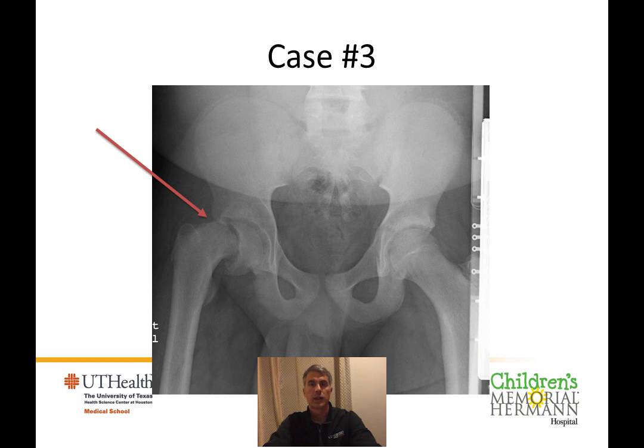This is an x-ray of a major problem. This is called a slipped capital femoral epiphysis, or a SCFE. You may have heard of it. You may have had family members or known of a child that's had this problem. And this can cause devastating lifelong problems with the hip and even needing a hip replacement as a young kid. This is bad.